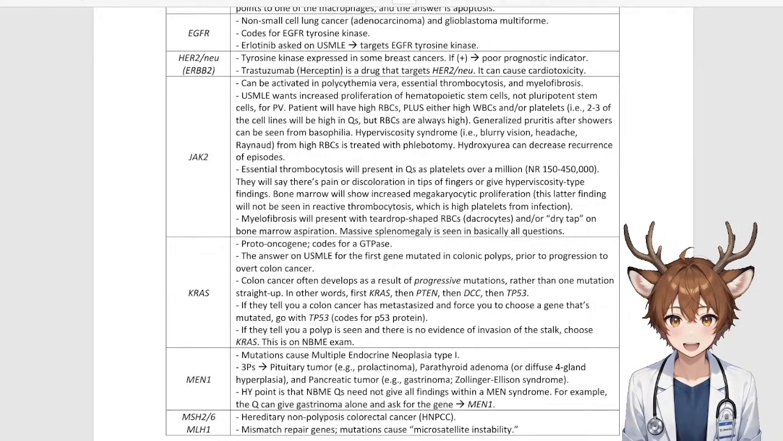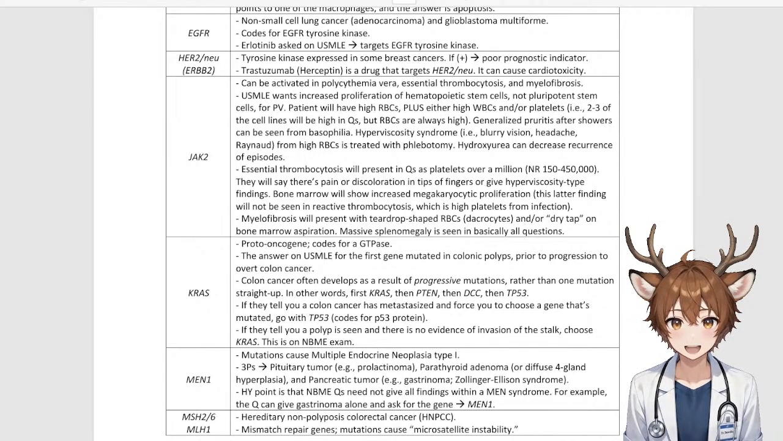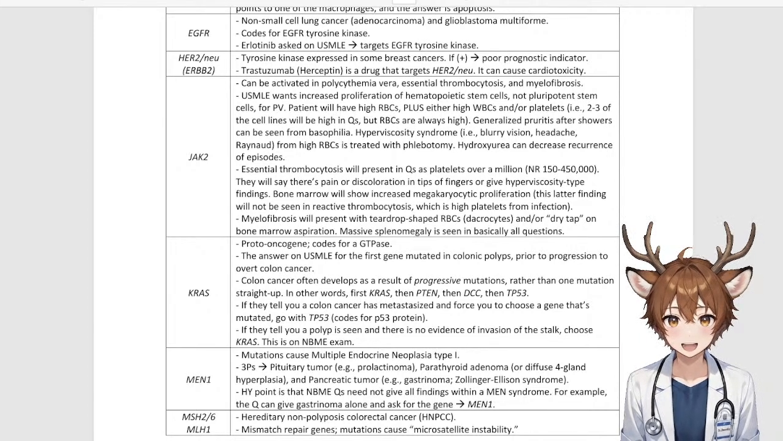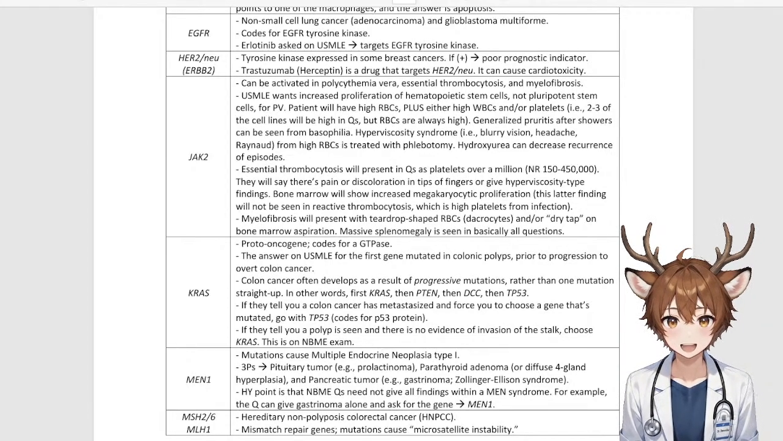Colon cancer often develops as a result of progressive mutations rather than one mutation straight up. In other words, first it's KRAS, and then it's PTEN, and then DCC, and then TP53. But it starts usually with KRAS, right? That's what you start off with in colonic cancer.